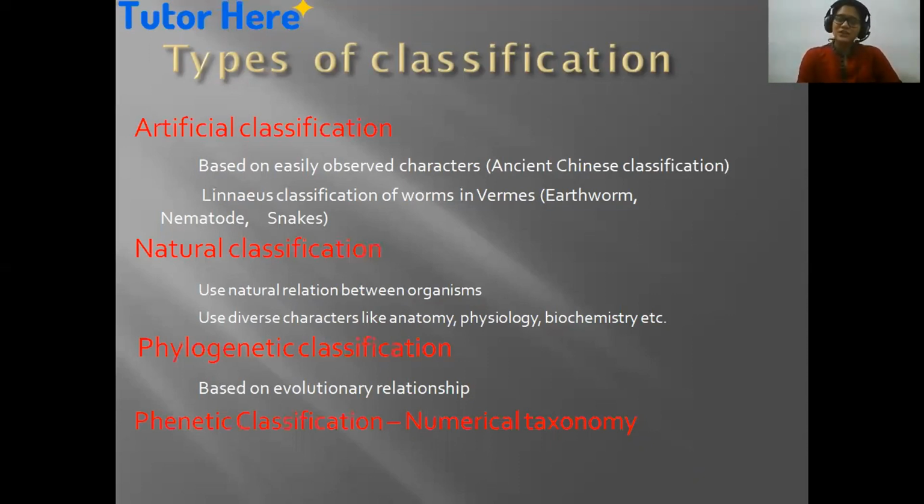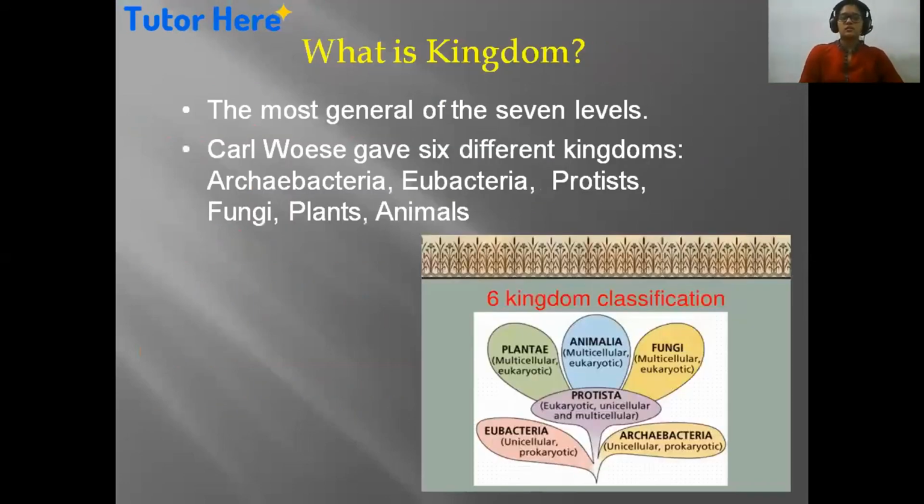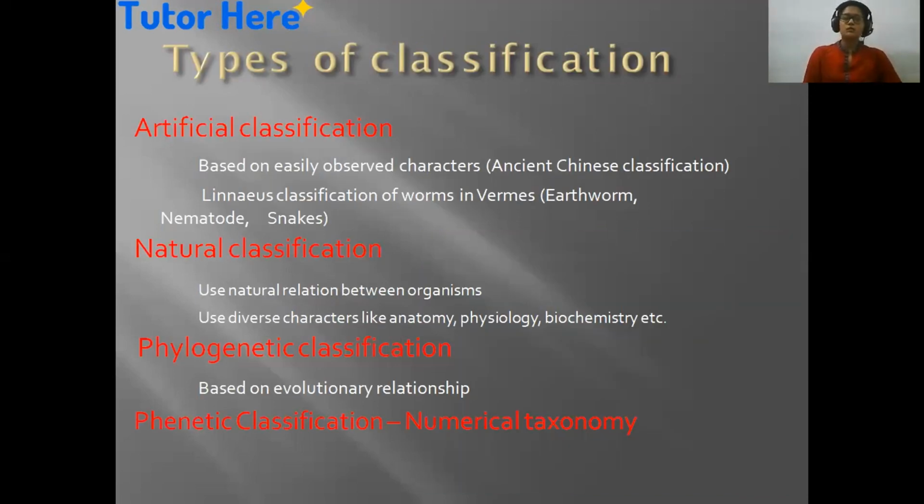In the natural classification, scientists classified organisms according to the relationship between the organisms. So how are they related to each other? That is how they classified. Then comes the phylogenetic type of classification. They classify things according to the evolutionary relationship. For suppose I can say chimpanzees and apes, how are they related? That is how they classify things. And the numerical taxonomy, it is how numbers are utilized for the classification.